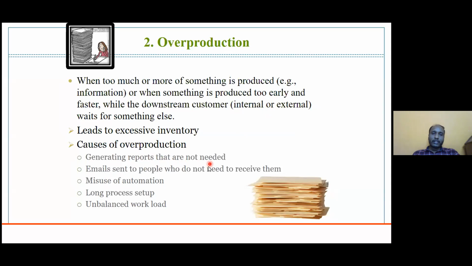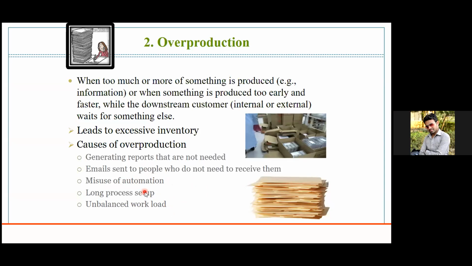Causes of overproduction: generating reports that are not needed, which happens in documentation-related work companies; emails sent to people who do not need to receive them; misuse of automation; long process setup; and unbalanced workload.